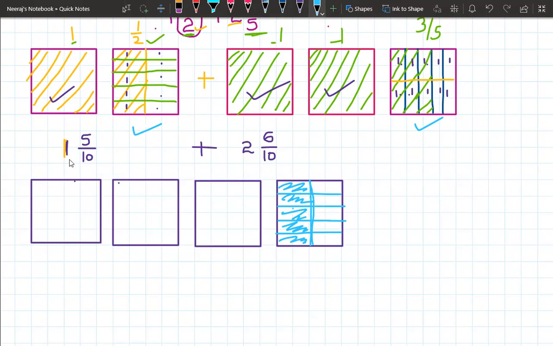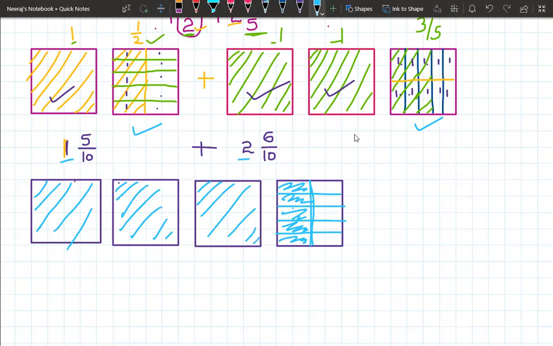So for it, you are adding the wholes 1 and 2. So you have to shade these, because I'm going to add these wholes. Now, these are 1, 2 and 3. These are the 3 wholes. Right? So now I have to add 5 by 10. These are 1, 2, 3, 4, 5. 5 parts out of 10 equal parts. This is 5 by 10.